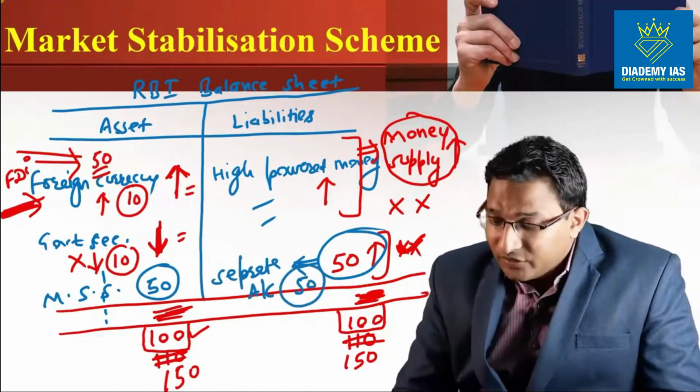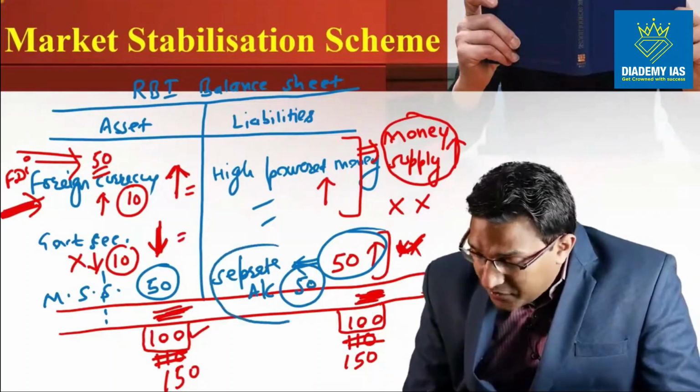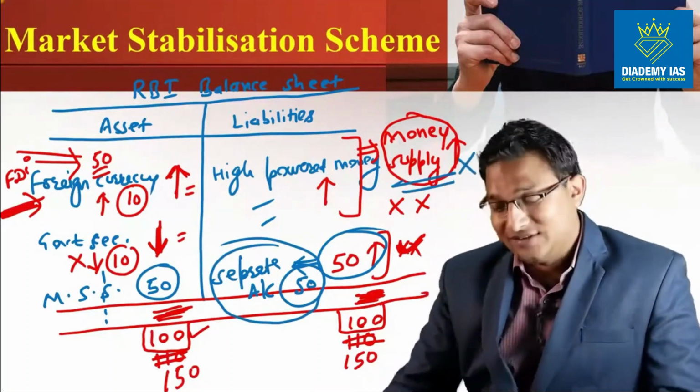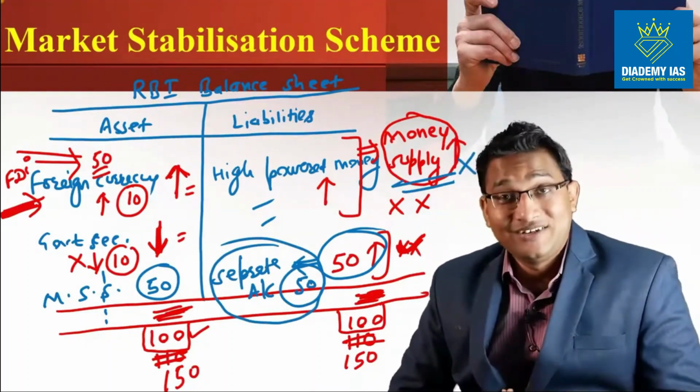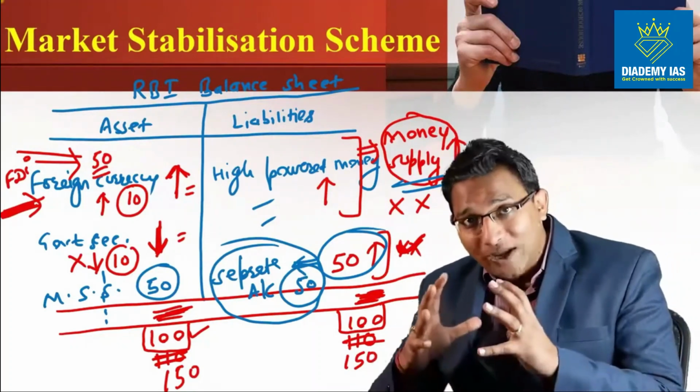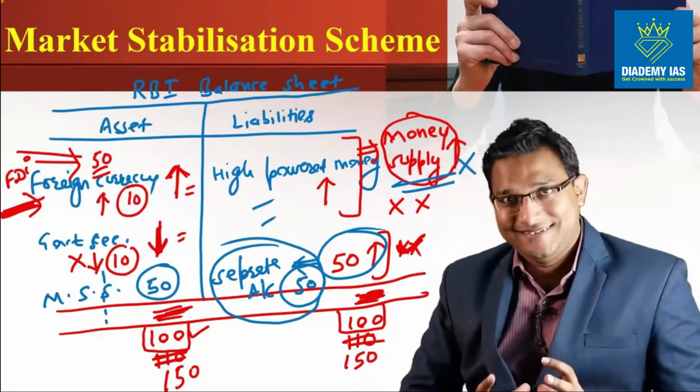So can you see that because this money is now lying in the separate account, therefore this money supply is not increased. So this is another angle how you can view this transaction, right?